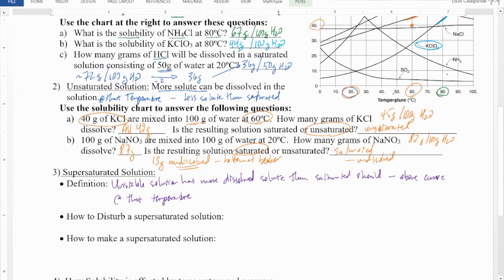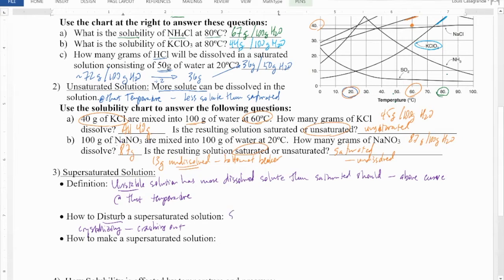These supersaturated solutions, because they're unstable, can be disturbed. And when they become disturbed, we get a crystallization, which we sometimes refer to colloquially as crashing out of solution. So to disturb a supersaturated solution, there's a couple of things we could do.